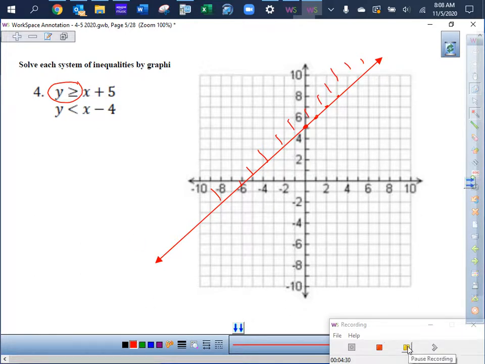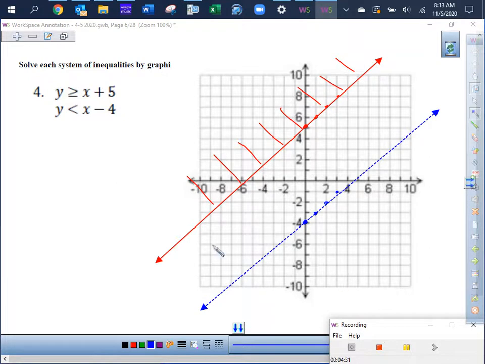Pause the video. So I got them graphed, right? It's this blue dashed line. But could you tell me, just the lines themselves, has nothing to do with the shading. What do you know about these two lines right here? They are parallel. Don't they have the same slope?